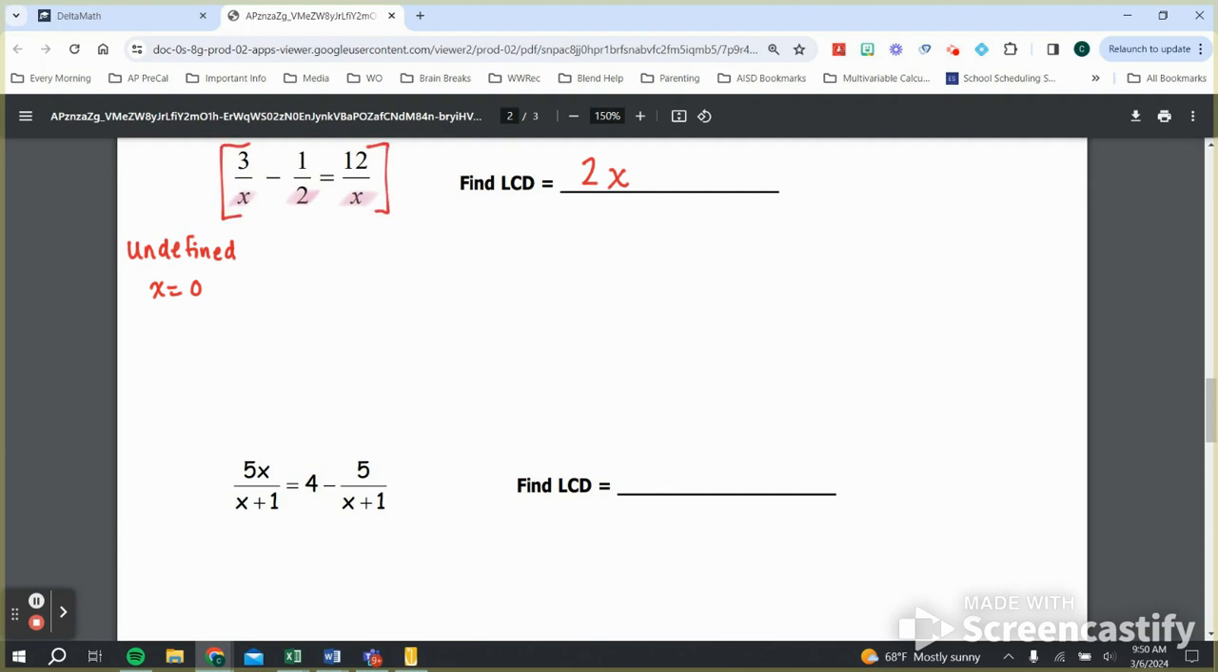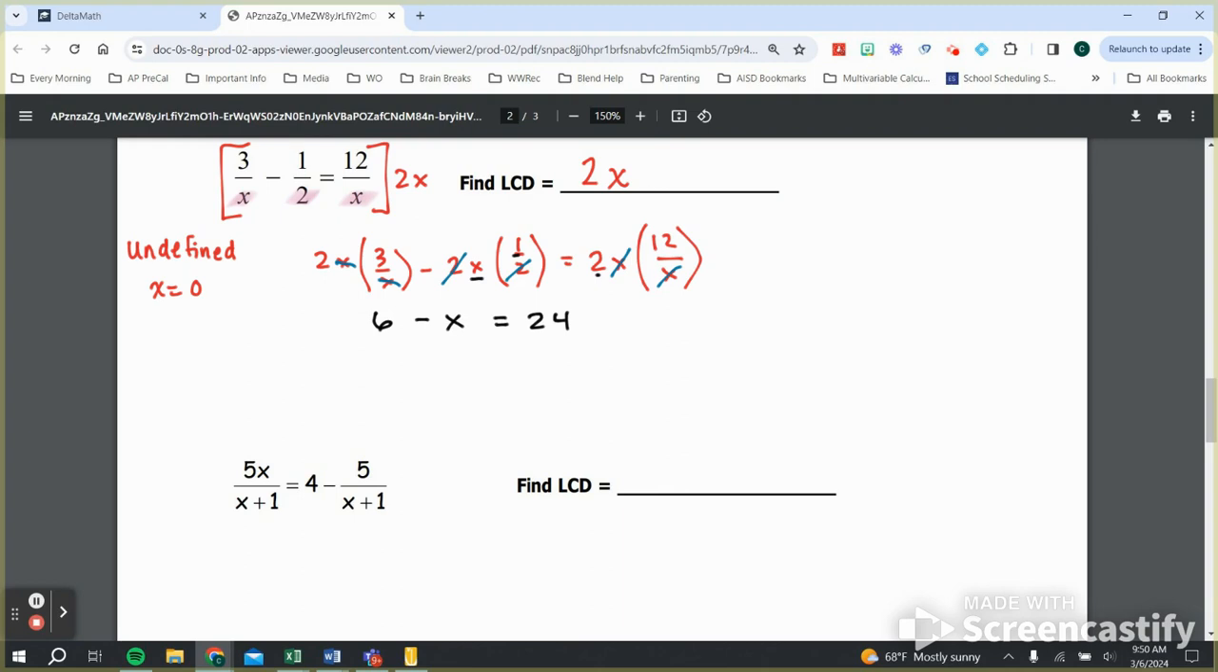So I'm going to multiply this whole equation by 2x. So what I'm doing here is I'm doing 2x times 3 over x minus 2x times 1/2 equal to 2x times 12 over x. Now what this does is it gets rid of my x's here. Here, half of 2 is 1, so that gets rid of that 2 in the denominator. And here it gets rid of the x in the denominator. So when I multiply, 2 times 3 is 6, minus x times 1 is just 1x. That equals 2 times 12, which is 24.